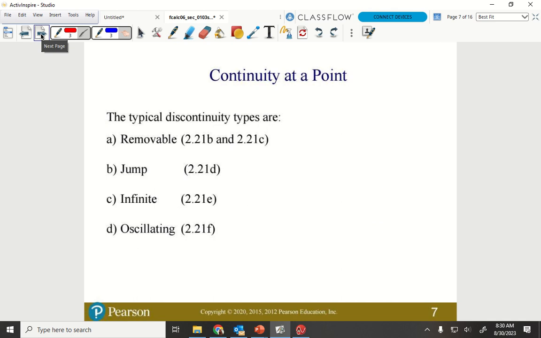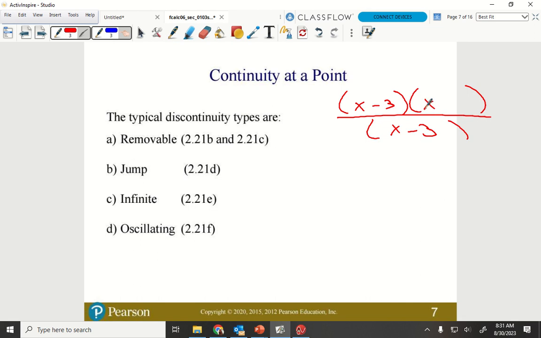Now, here are typical types of discontinuity. Removable. We did a removable yesterday. I believe, what was the problem yesterday? It was like an x plus 3 or something like that, 9x plus 1 over. It was like this. I think it was like x minus 3 and x plus 2, something like that. I think that's the one from yesterday. Yeah. Okay. See this right here?